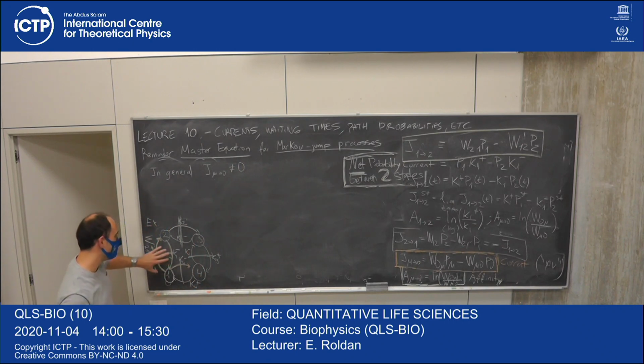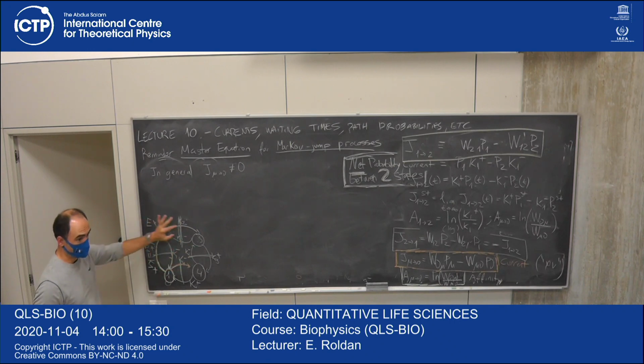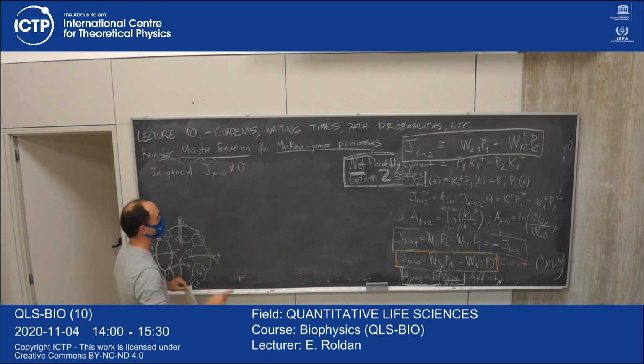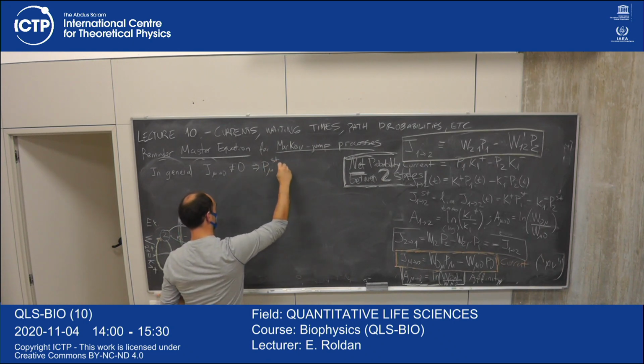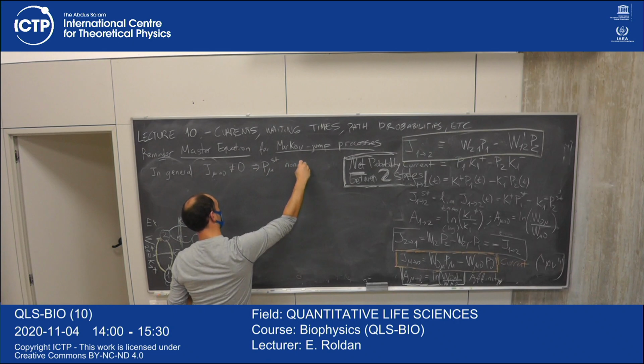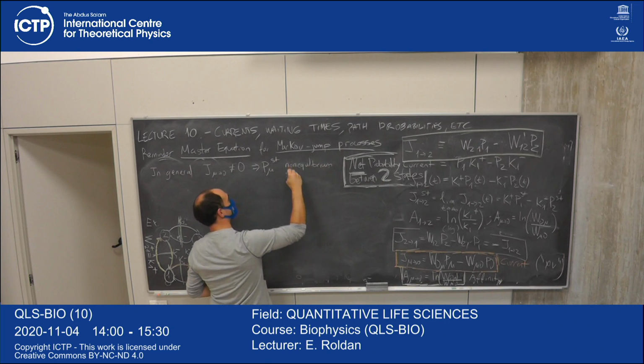If I pick any random numbers for these rates, if I put 1, 3, 7, 11, 14, 15, 23, and pi, so these will be numbers, there will be a current circulating in the system, in general. So the stationary state is not an equilibrium state. It's a non-equilibrium stationary state.